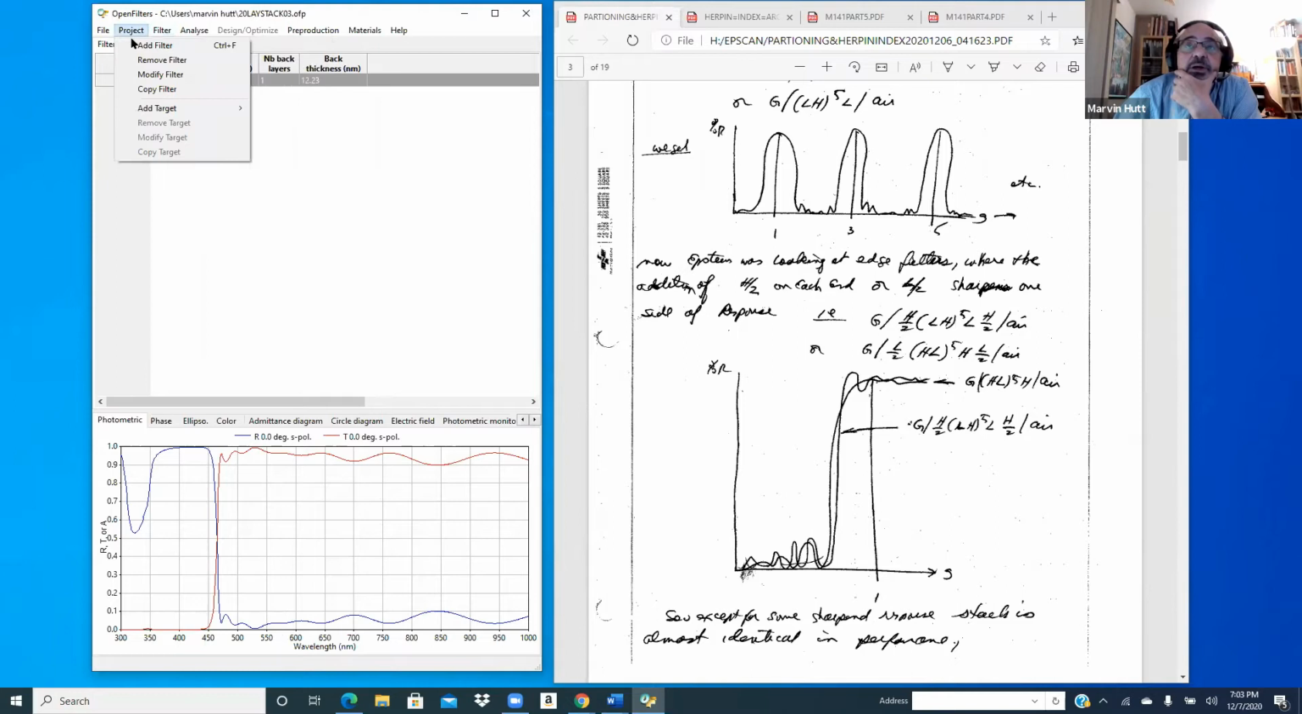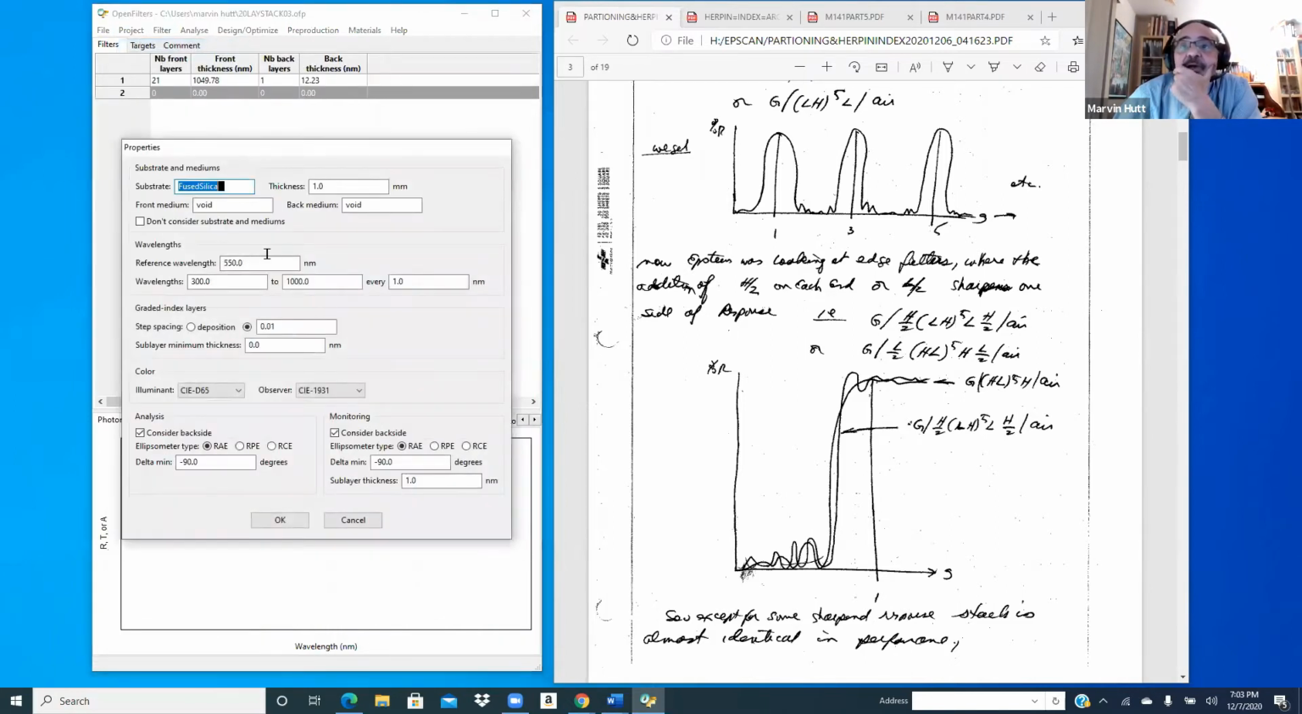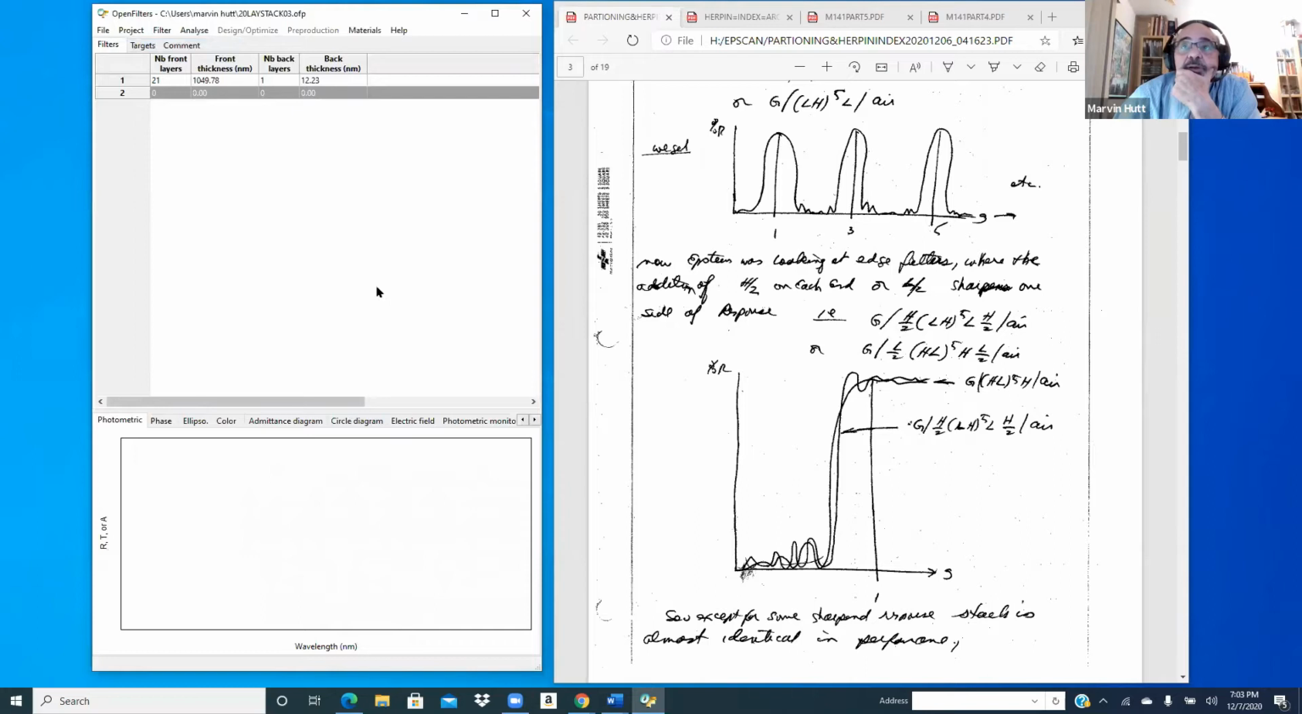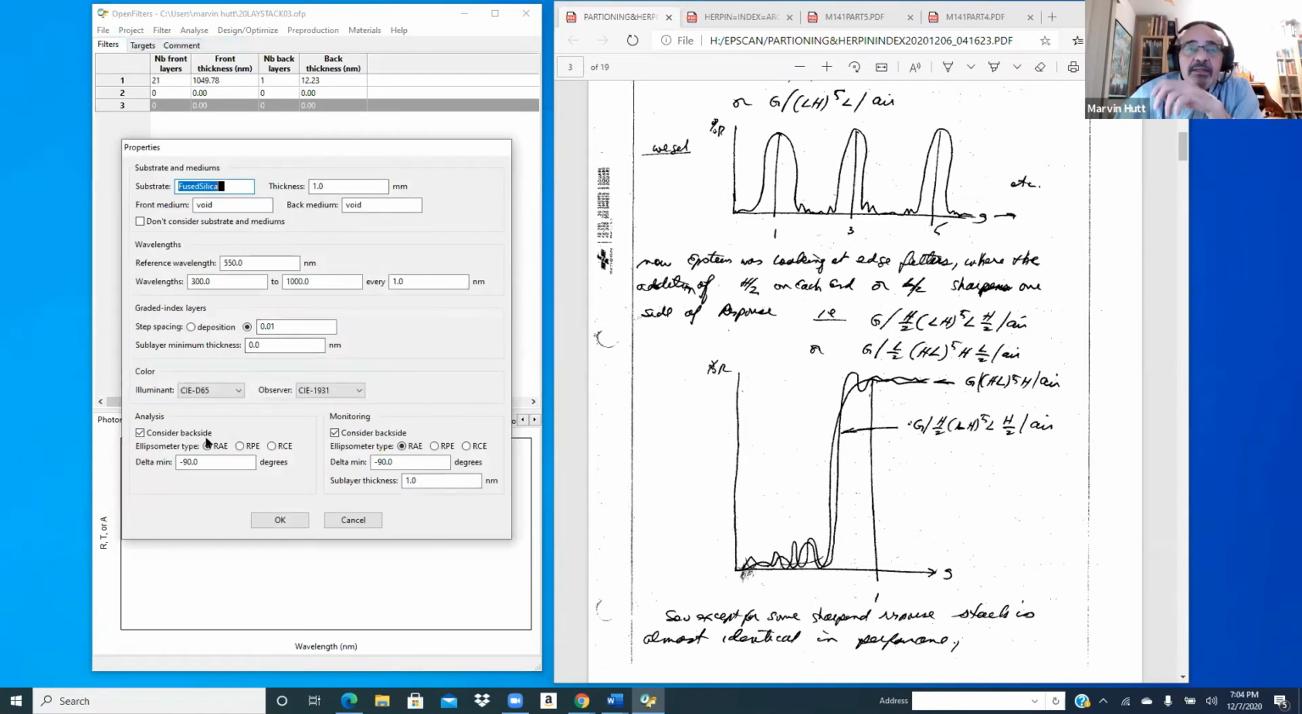Project, add filter. Yeah, we are at 550 wavelengths from 300 to 1,000. Okay, and what was this? Oh, I don't know what this was. Number of front layers. Oh, this is the back layer. Did I modify that? Front layers, back layers 1. I made a mistake. You got to be careful when you go to project and you say add a filter. You said consider the backside, which is the other side of this thickness of glass.